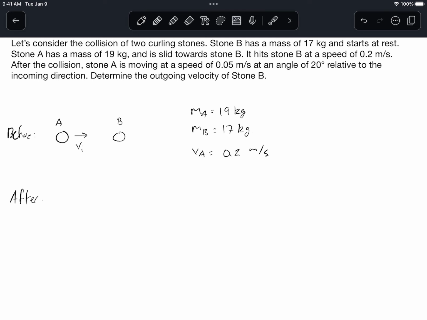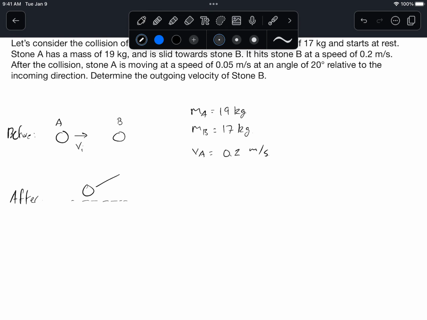And let's say that this is the x-axis, this is the incoming direction, and so stone A is kind of moving in, oops, that's kind of like a 45-degree angle. Let's make it a 20-degree angle. So it's kind of moving in that direction. Let's call this V_F. And this angle here, theta, is 20 degrees. And this is block A, so stone A.